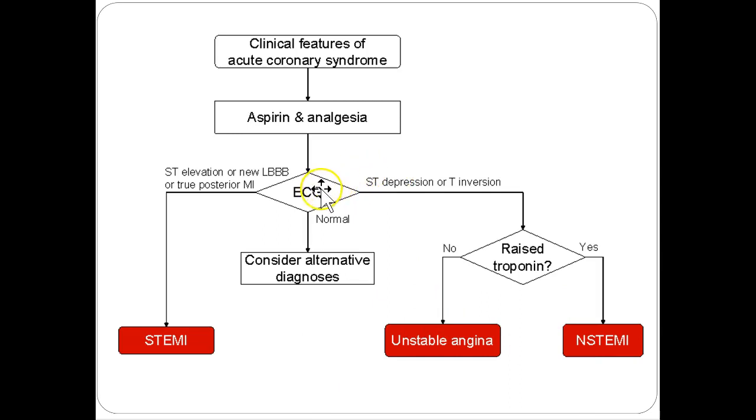So let's say your EKG looks normal, or ST depression or T inversion. Your troponin's elevated, well, that's probably an NSTEMI going on. It's not elevated, that's unstable angina. And so in order of severity, STEMI being the most severe, then NSTEMI, then unstable angina.